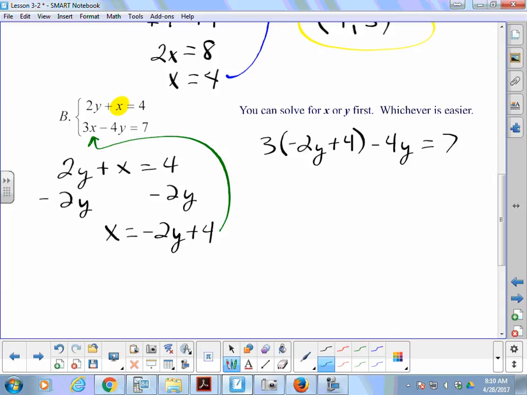So then we just go through this process of solving this equation then. So remember here we have negative 6y, negative 4y. They're on the same side of the equal sign, so we just put them together.